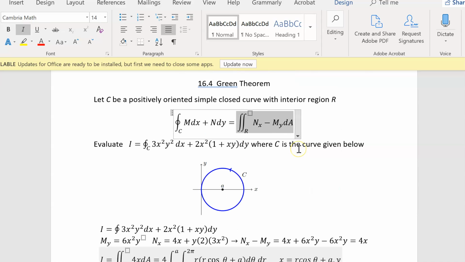And also, it's a good thing to remember. If this line integral corresponds to work done by a conservative vector field, then we know that N_x minus M_y is actually 0. So then, as you know, the line integral is 0 across the curve.